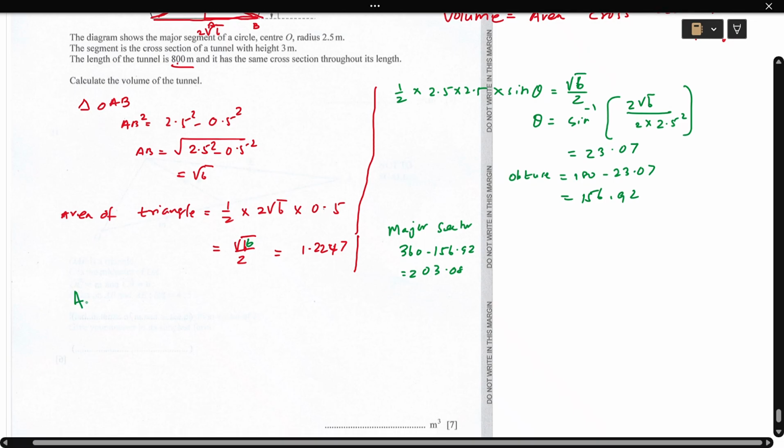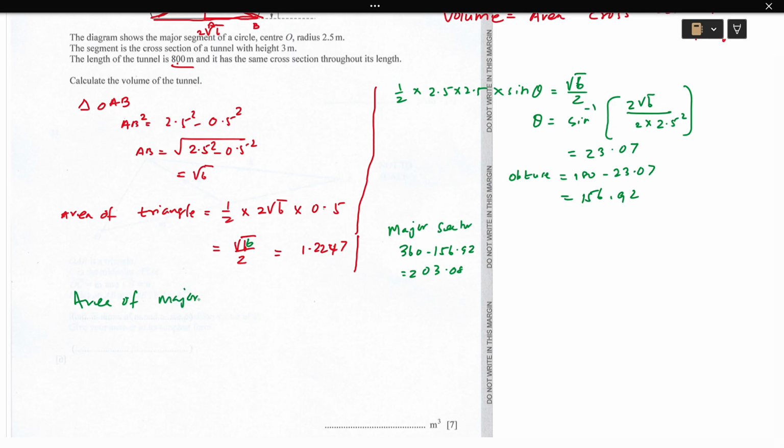Now I can find the major area. Area of major sector equals, I know the angle, 203.08 over 360 times pi r square, pi into 2.5 square. So my answer is 11.076. Now for the area of the cross section, this is only the major sector. The triangle area is here, so when we add up these two, we'll get the cross section.